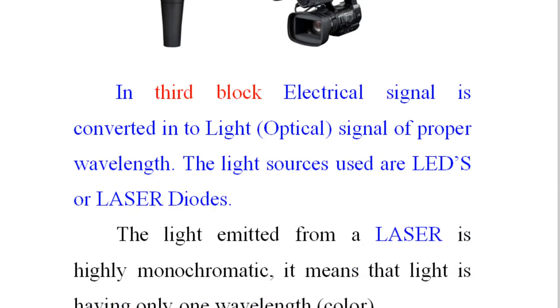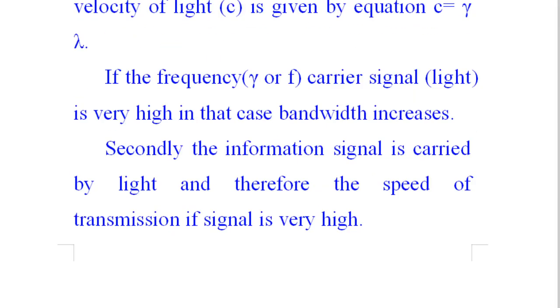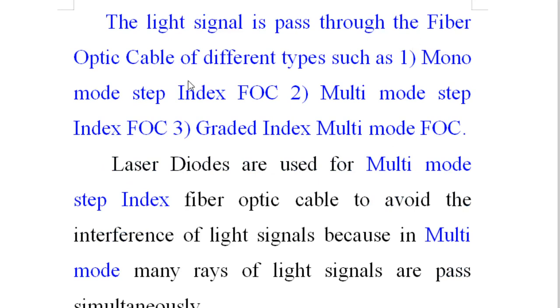So in this way here, now let us come to this. The light signal is passed through the fiber optic cable of different types, such as number one, monomode step index fiber optic cable. Mono mode. Mono means single, only a single ray of light can be passed. Number two, multi-mode step index fiber optic cable. Multi-mode means many rays can be passed. And number three, it is called graded index multi-mode, graded index but multi-mode fiber optic cable. So here multi-mode is providing the facility to pass many rays of the light.